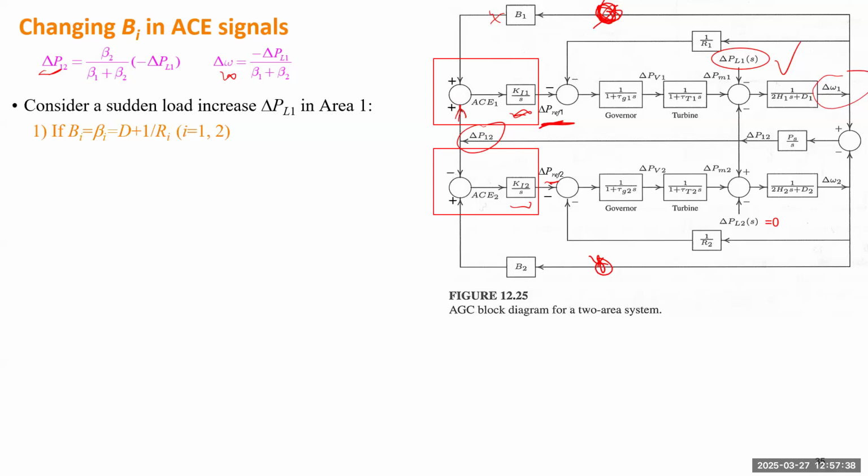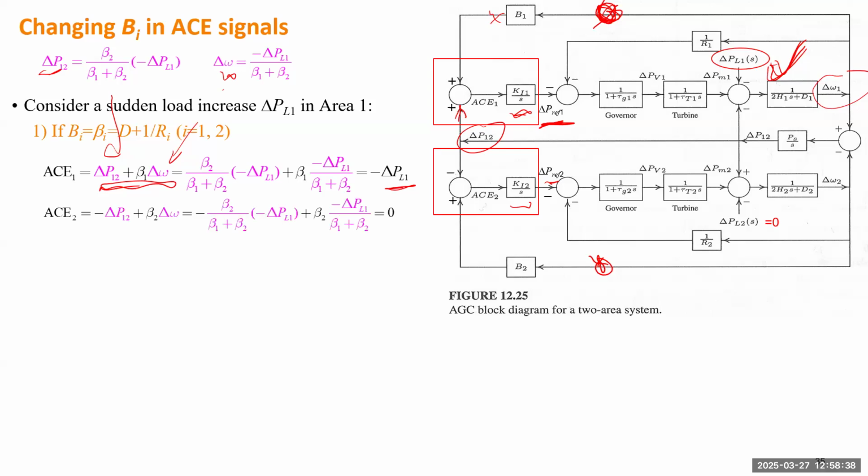So now the first question is, what beta value should we use? The very simple idea is we just take the beta value. We let B1 be beta 1, B2 be beta 2, for both generators. Then the area control error will simply be delta P12 plus beta 1 delta omega for the first area. If you plug in those two formulas here, you get negative delta PL1. This is for area 1, which means the first generator needs to increase the generation by this amount. Why? Because the first area has a load change, so you have to cancel the load change. This is negative feedback control. If you calculate ACE2, that's 0, which means the second area doesn't need to do anything.